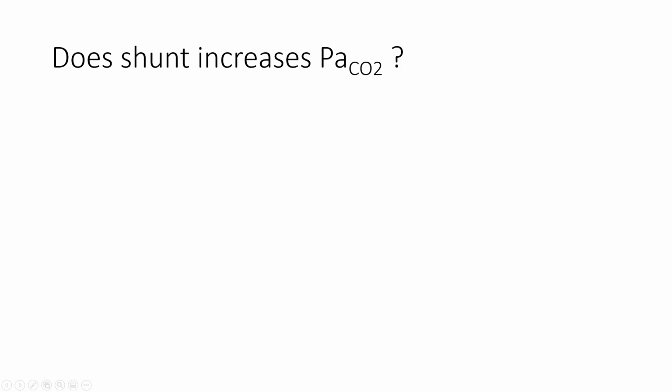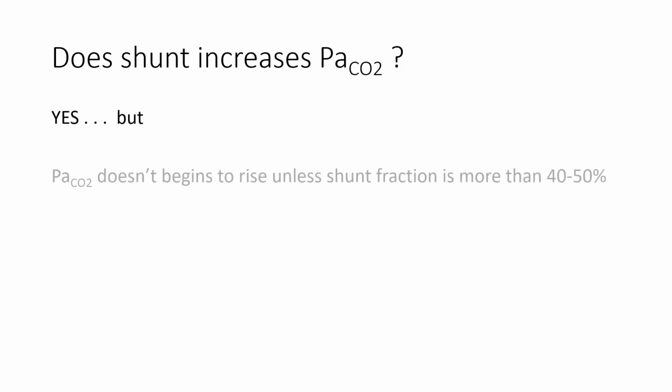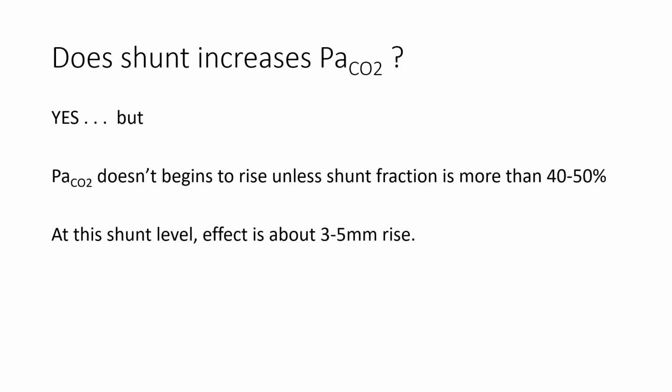Does the shunt increase the partial pressure of carbon dioxide? Yes, it does. However, PaCO2 doesn't begin to rise unless the shunt fraction is very high, up to 40 to 50%. And even at this level, the effect is around a 3 to 5 millimeter rise in the PaCO2.